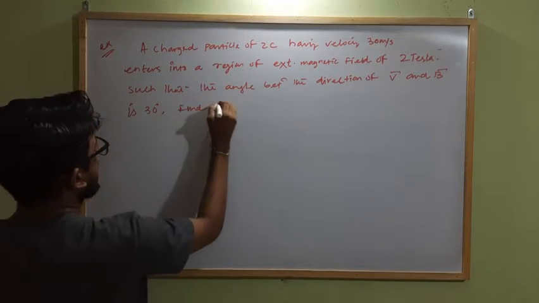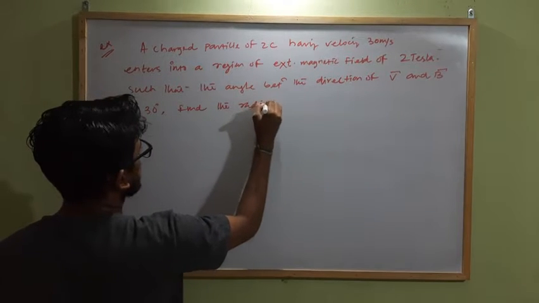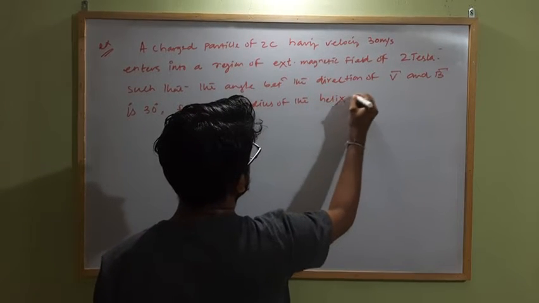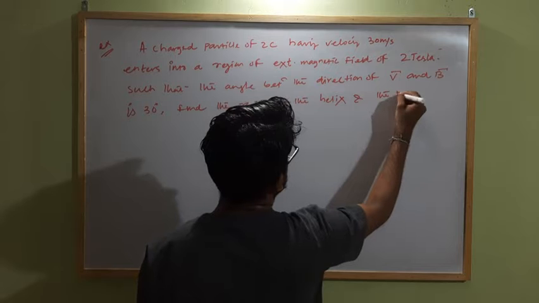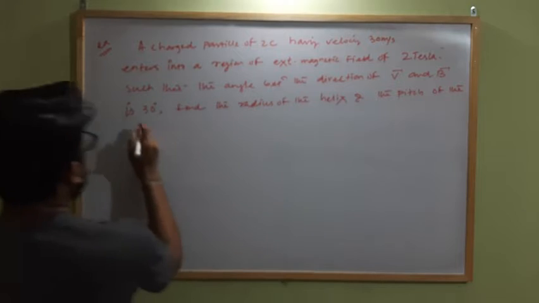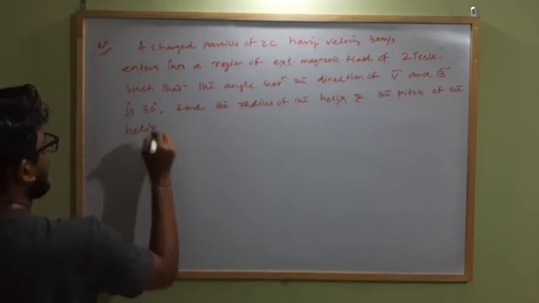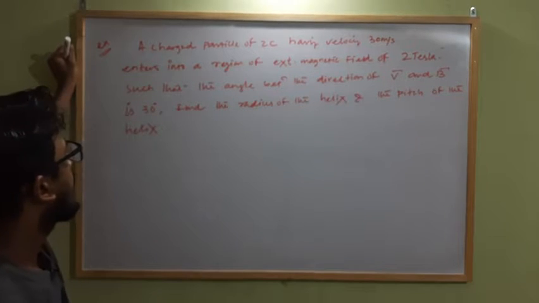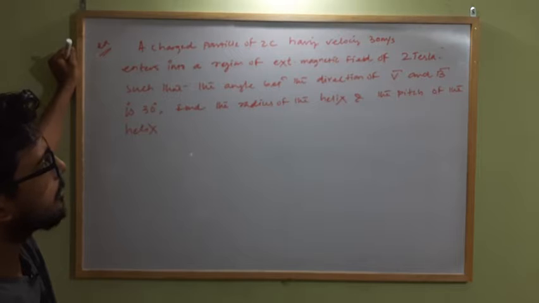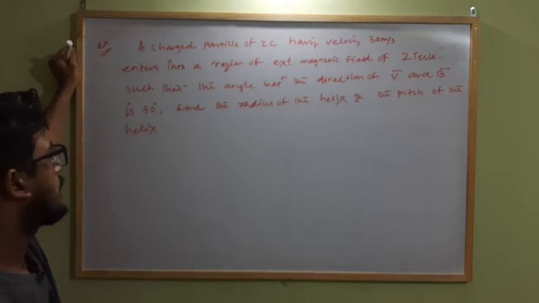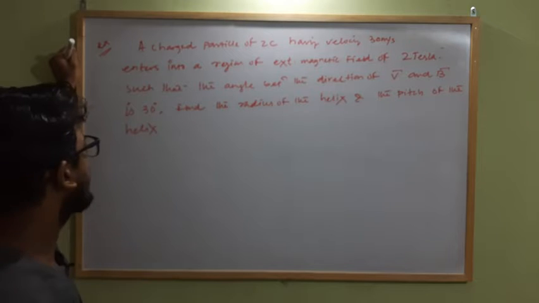Find the radius of the helix and the pitch of the helix. Okay, a charged particle of 2 coulomb having velocity 30 meter per second enters into a region of external magnetic field 2 Tesla, such that the angle between the direction of velocity vector and magnetic field strength vector is 30 degree. Find the radius of the helix and the pitch of the helix.